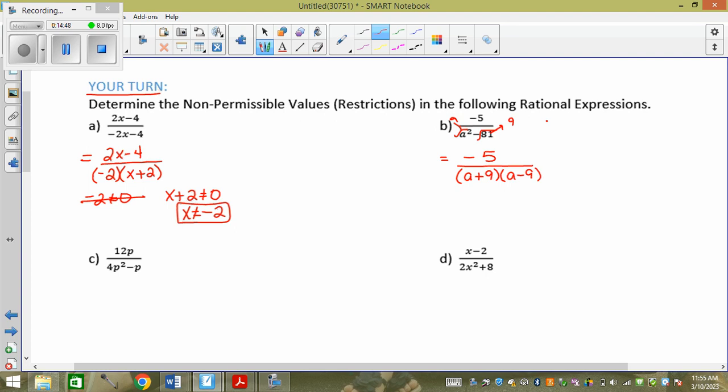How many brackets do I have in the denominator? 2. How many of them have variables in them? 2. How many NPVs am I going to get? 2. The number of brackets with variables gets me an NPV, right? So I'm going to have a plus 9 can't equal 0. A can't equal negative 9. And I'm going to have a minus 9 can't equal 0. A can't equal positive 9. Now they'll often write these together like this: a can't equal plus or minus 9.